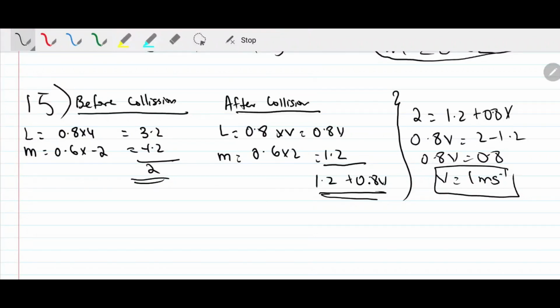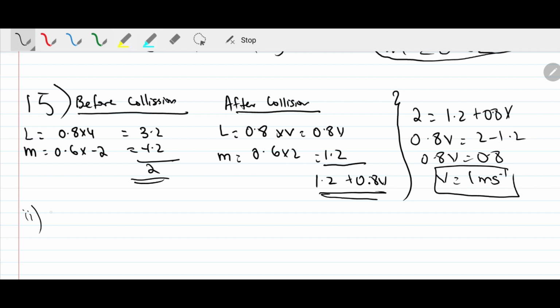So this was the first part. The second part is M now collides with N. Find the total momentum of M and N in the direction of M's motion before this collision takes place, and deduce the direction of motion of N as a result of this collision.